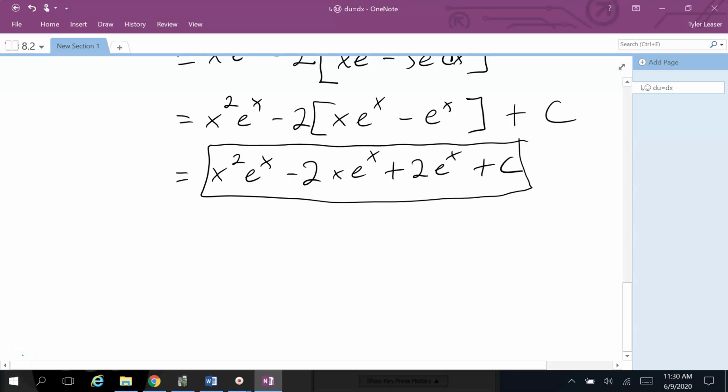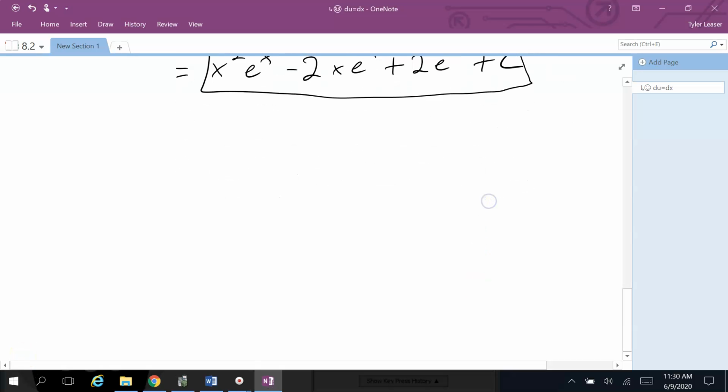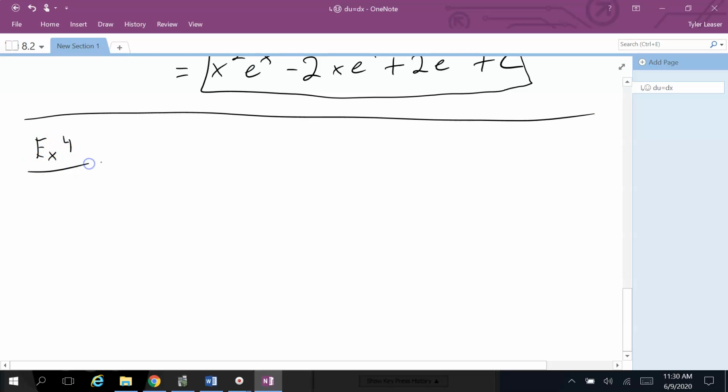All right, I want to do 3 more examples here in this last part. So we're on example 4. So let's try this one. This is the integral of the square root x natural log x dx.